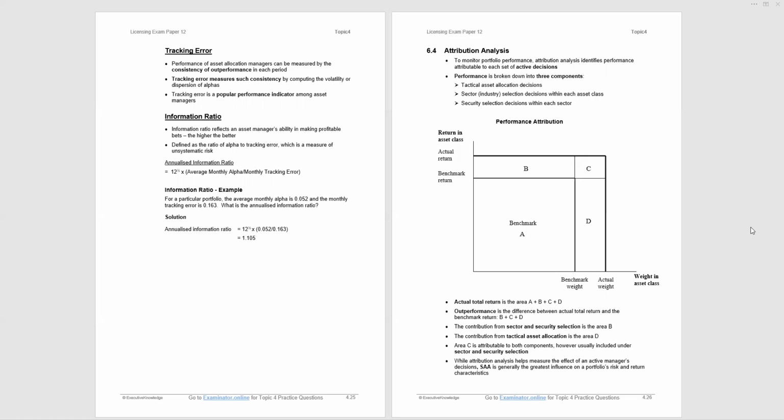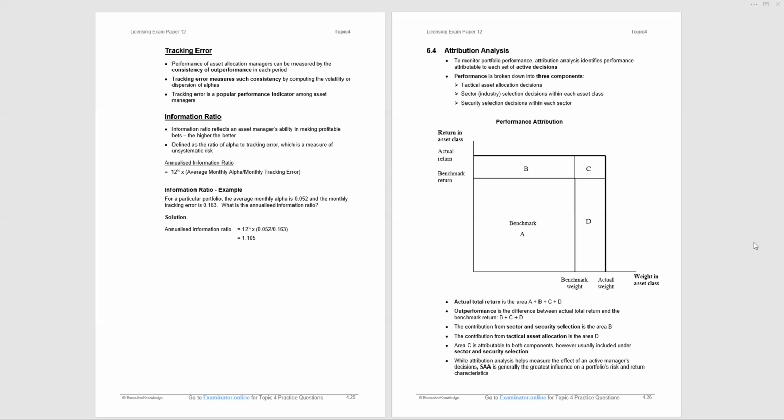popular performance indicator among asset managers. Moving on to the information ratio, it reflects asset managers' ability in making profitable bets. The higher, the better. And so we are comparing the average monthly alpha to the monthly tracking error, and we want that as high as possible. An example that we've given here for a particular portfolio: average monthly alpha 0.052, monthly tracking error 0.163.